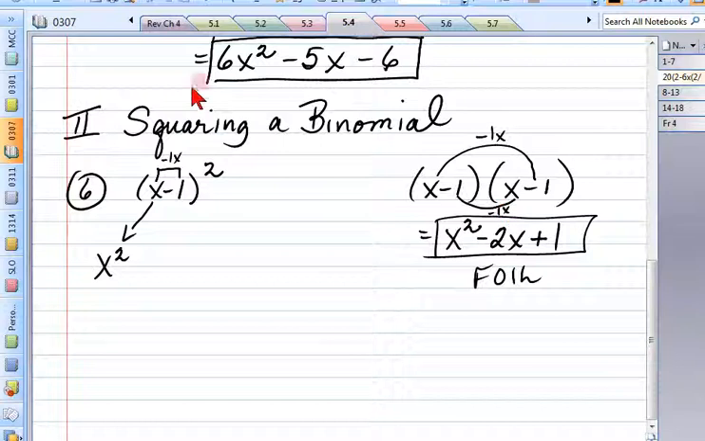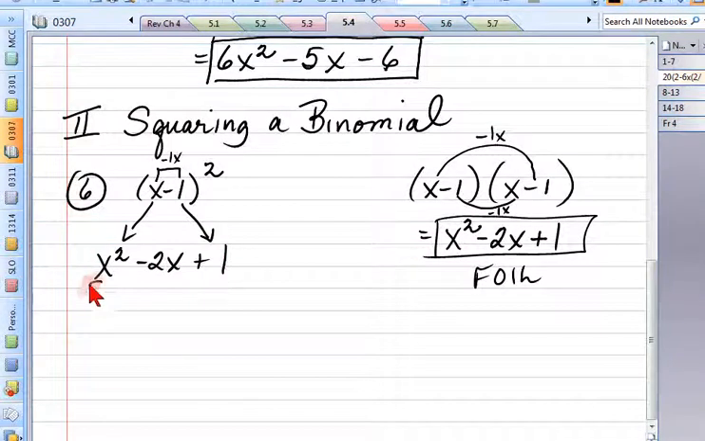Because of that, multiply that by 2. There's 2 of those. So it's negative 2x. And then square the last one for plus 1. So what you get is a square, 2 times the product, and a square. Let's look at number 7.